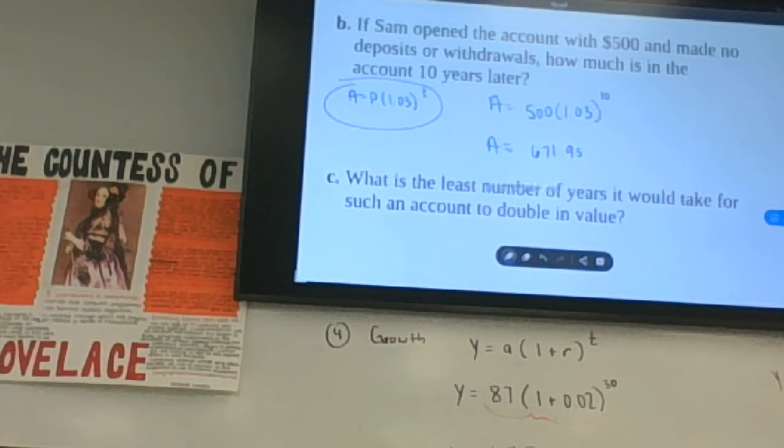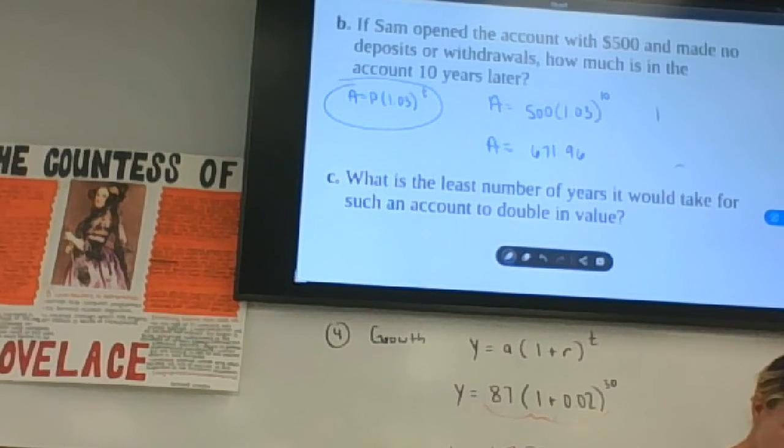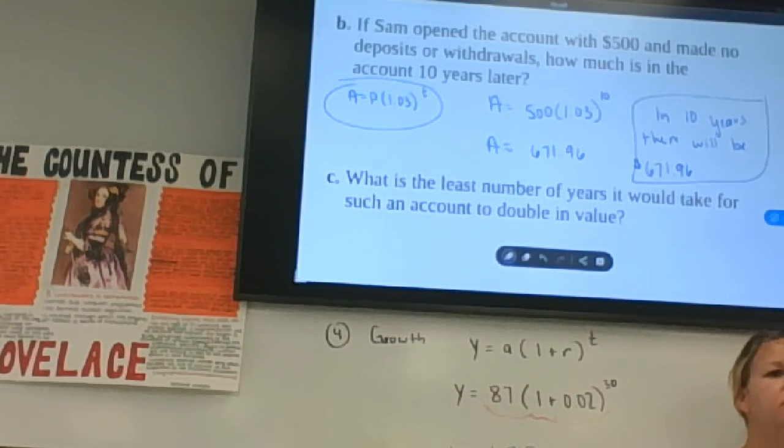What comes after the 5? So an answer. So in 10 years, there will be $671.96. Did anybody else get that same number? Yeah. I did. Now C is the one I'm most interested in. How long will it take for the account to double? To double 500 or to double 600? Double 500.